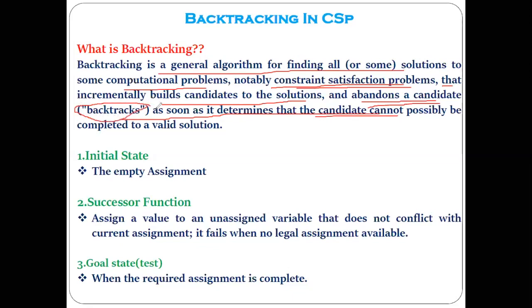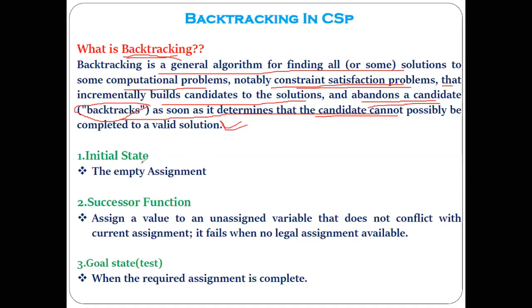And this process continues until we find our final solution. So that is the concept of backtracking that we have already seen with the example also. Okay, understood this point?